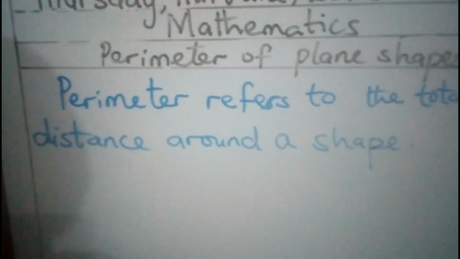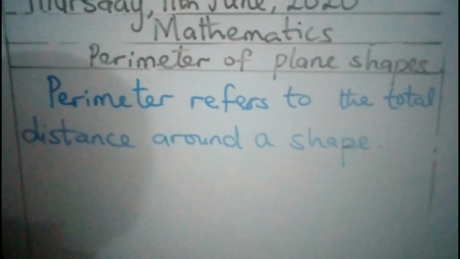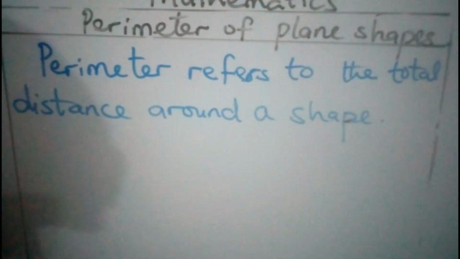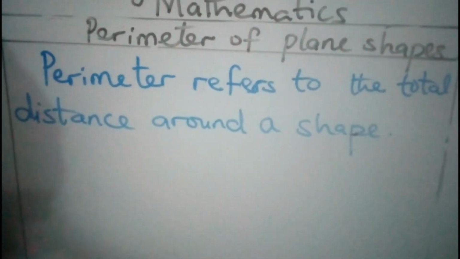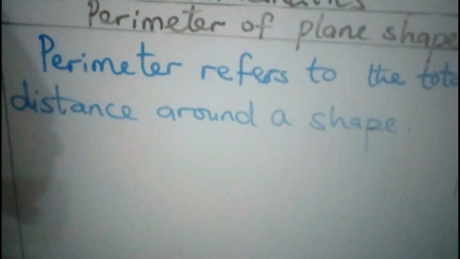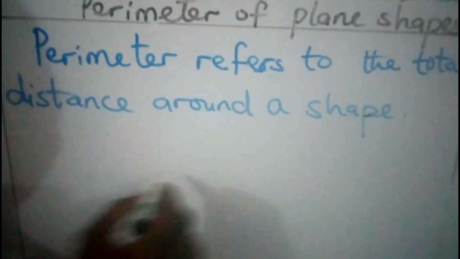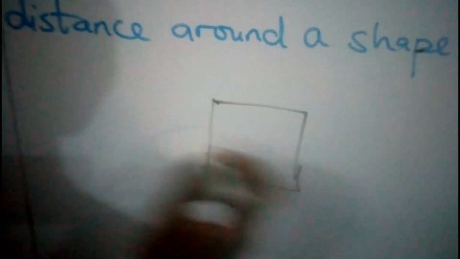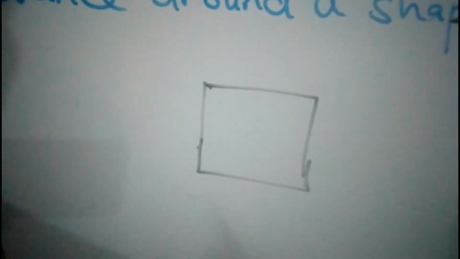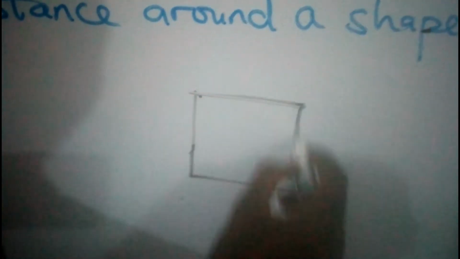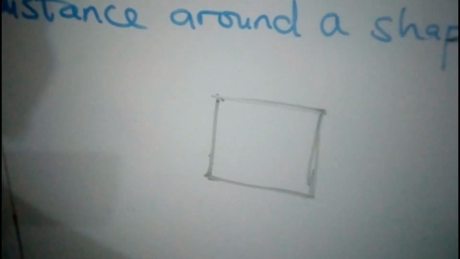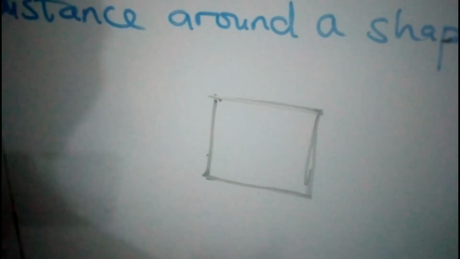Alright, we'll start with the definition of perimeter of plane shapes. What's perimeter? Perimeter simply means the total distance around a shape. So for example, if I have a shape like this, of course it is a square. Perimeter of this shape simply means the total distance around the shape, the sum of all the sides of this shape. That gives us perimeter. It's this side plus this side plus this side plus this side. By so doing, you will be able to get the perimeter of this shape.